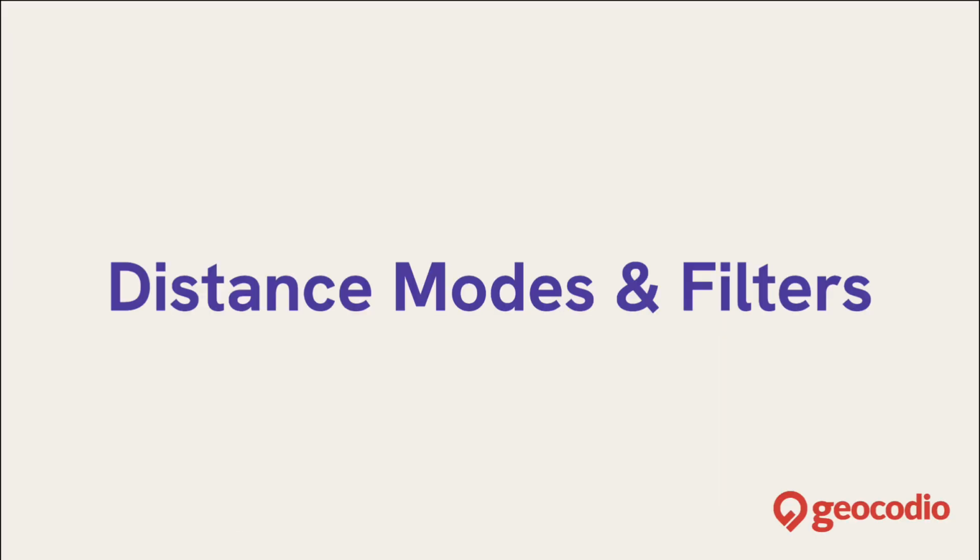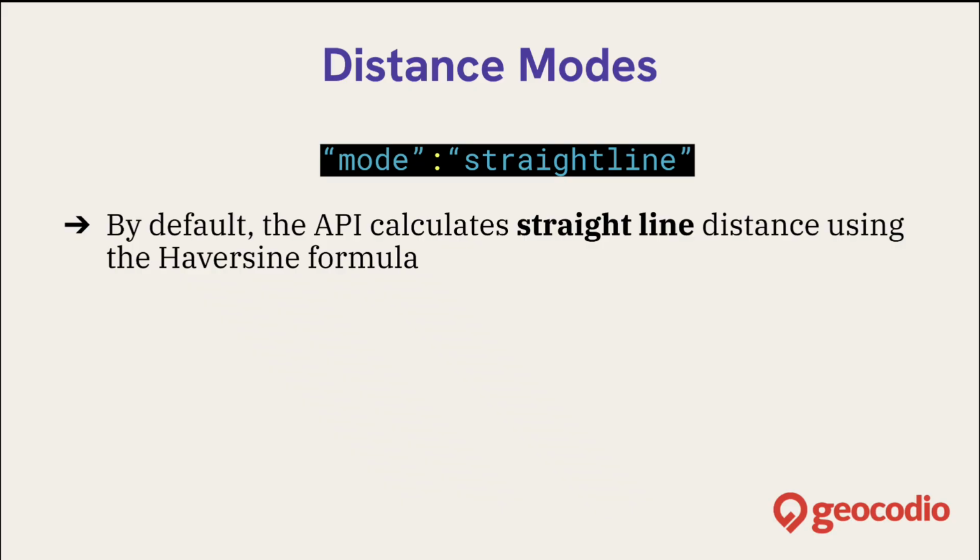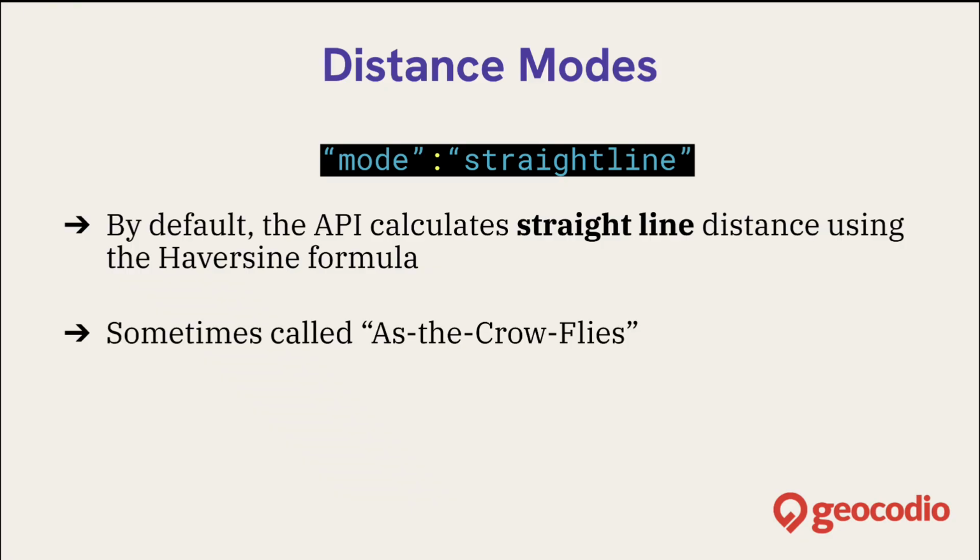Before we dive into examples, let me quickly cover the 2 distance modes and the filtering options. These apply across all the endpoints. By default, the API calculates straightline distance using the haversine formula, which is the great circle distance between 2 points, sometimes called as the crow flies.